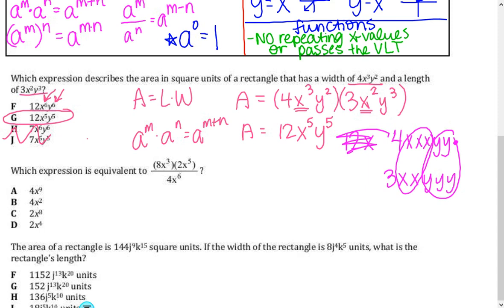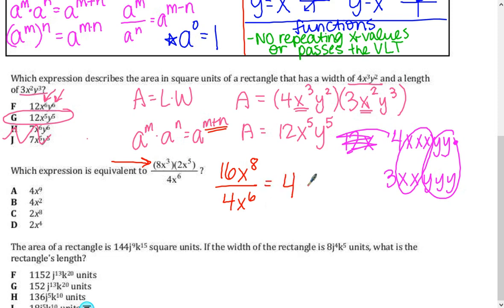On this next problem, the first step would be to simplify. Remember, you're still doing order of operations, so you need to handle any parentheses first. Go ahead and multiply across the top. 8 times 2 is 16. x to the 3rd times x to the 5th. Again, we add those exponents and we get x to the 8th all over 4x to the 6th. 16 divided by 4 is 4.